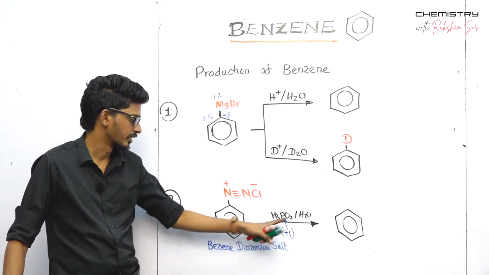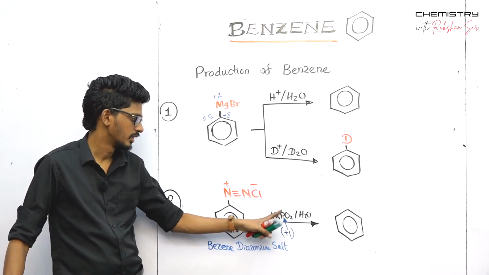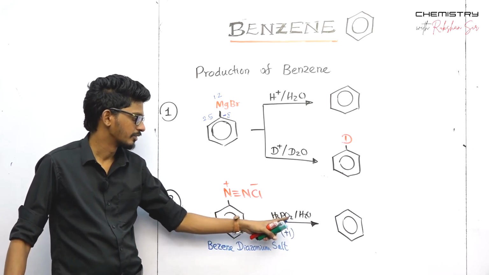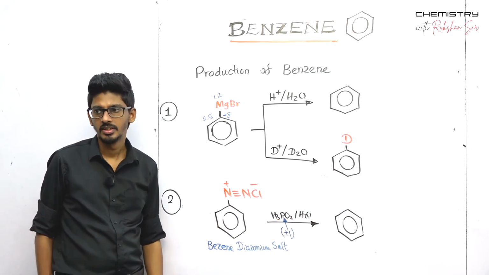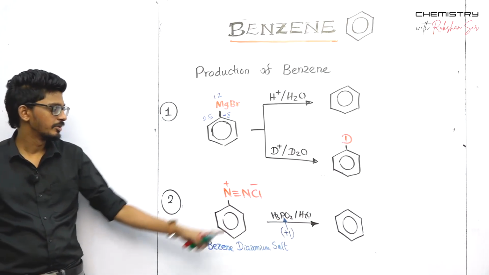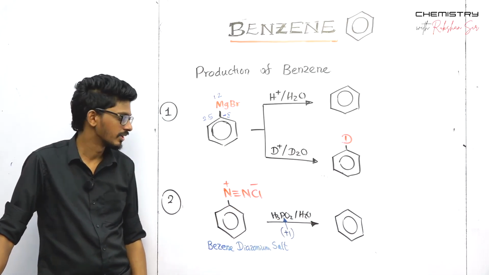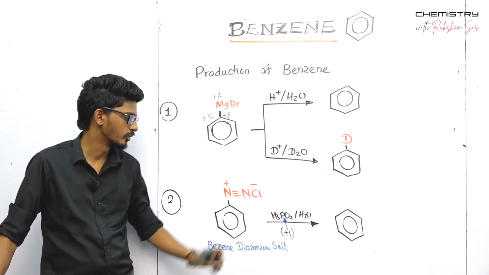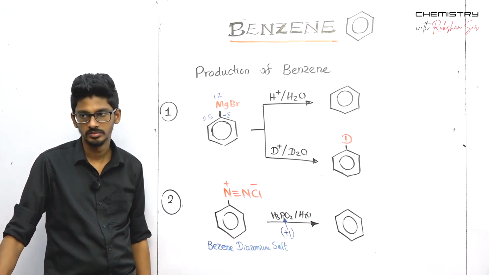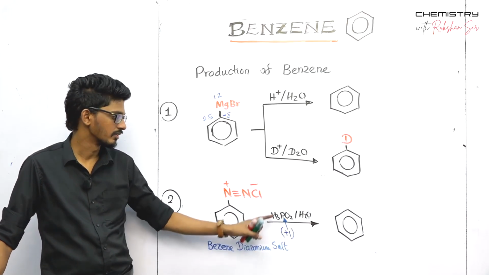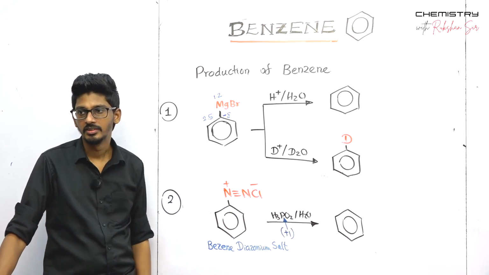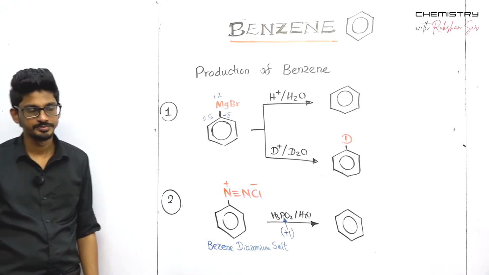So +1 and +3 will give you +4. That will be cancelled off by the -4 of the two oxygens, right? So H3PO2 should be the one to add. It is not the H3PO4, right? It is H3PO2, and water.